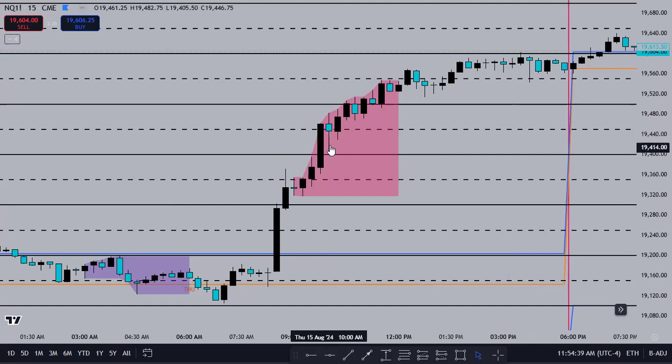So as price pulls back into my area of interest where I like to take trades at, boom, there is an entry for the continuation. All right, for the continuation trade back up to the upside.